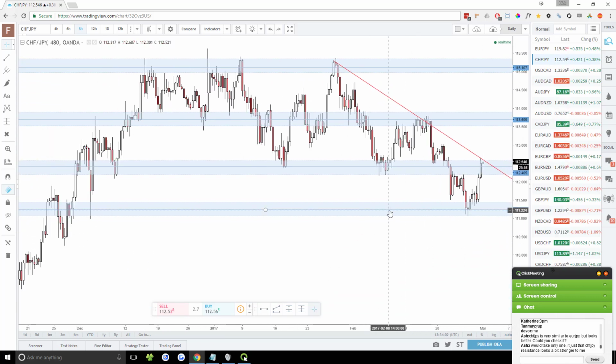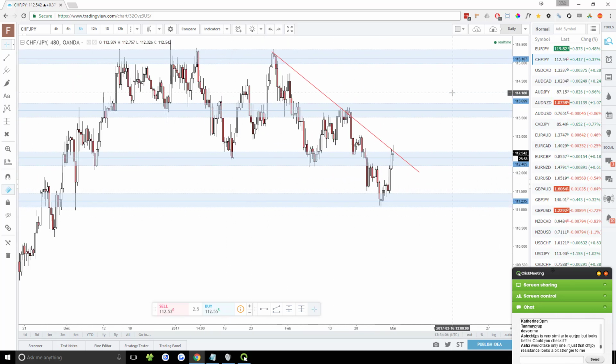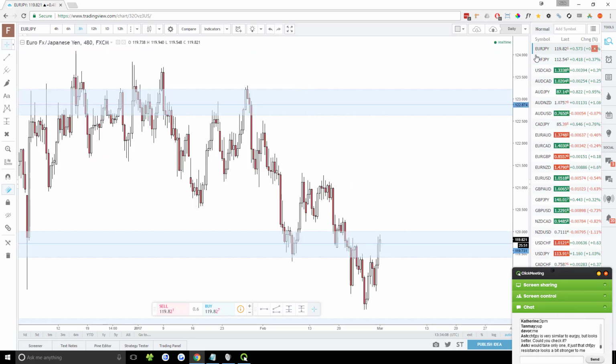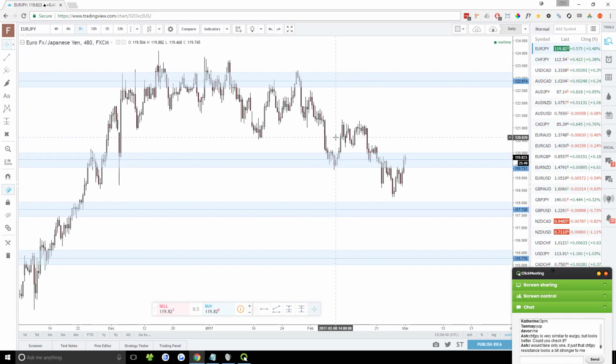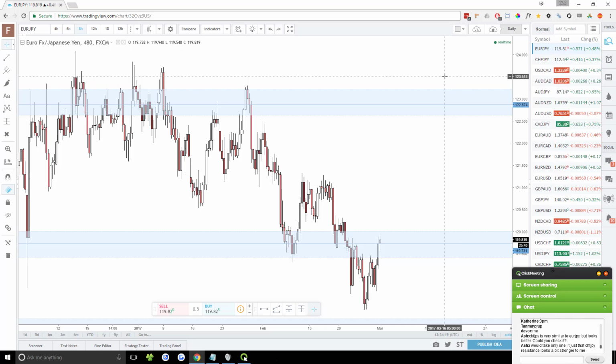Yeah, fair enough. CHF resistance does look a bit stronger. I am with you there. Well, it's up to you. You decide how you want to trade it. I'll probably stick to the EURJPY though.